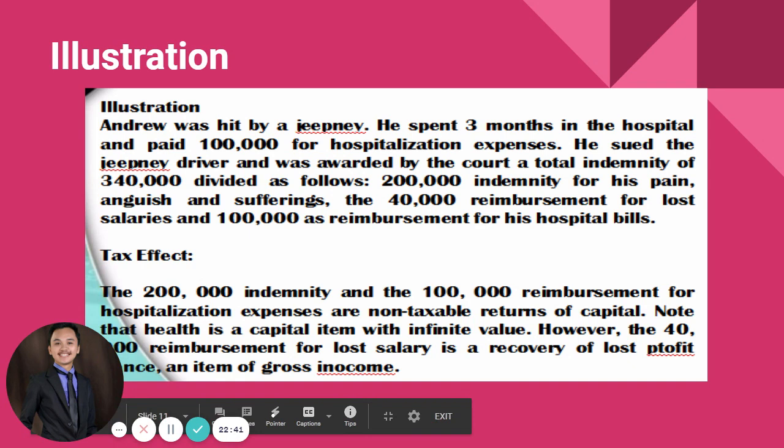Andrew was hit by a jeepney. He spent 3 months in the hospital and paid 100,000 for hospitalization expenses. He sued the jeepney driver and was awarded by the court a total indemnity of 340,000 divided as follows: 200,000 indemnity for his pain, anguish and sufferings, 40,000 reimbursement for lost salaries, and 100,000 as reimbursement for his hospital bills. So what will be the tax effect of the total proceeds received by Andrew from the jeepney driver?